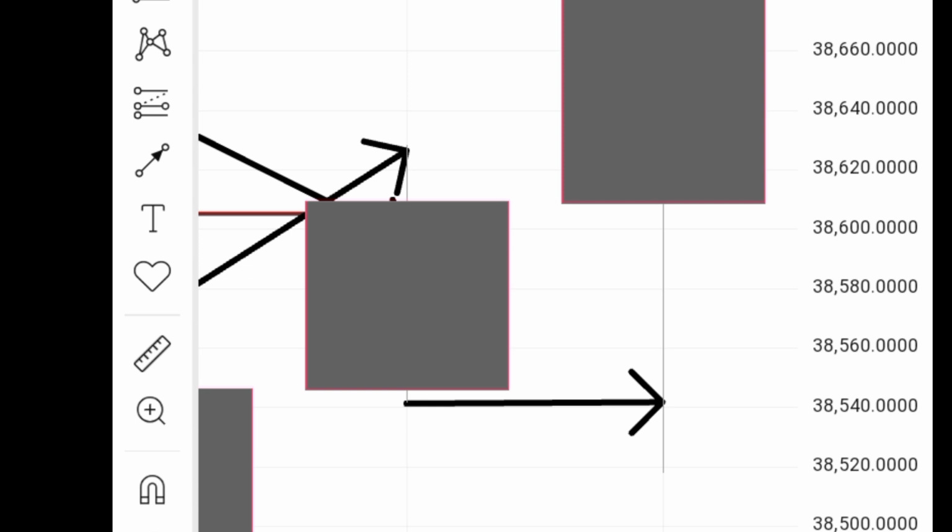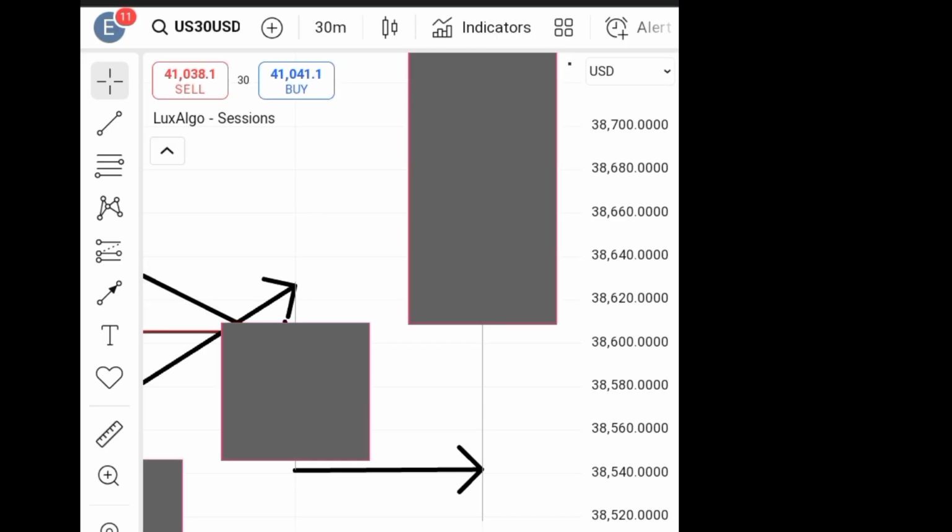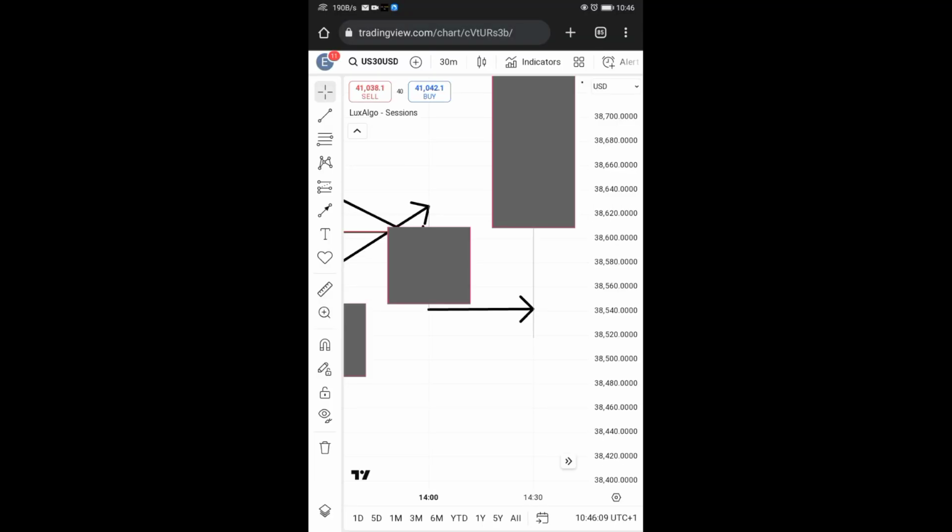This is 30 minutes. After your 30 minutes, you make use of the trend. After the trend, you mark your London high if it is bullish. If it is bearish, you mark your London low. So now let's go to our 3 minutes and look for our entry criteria in this market.